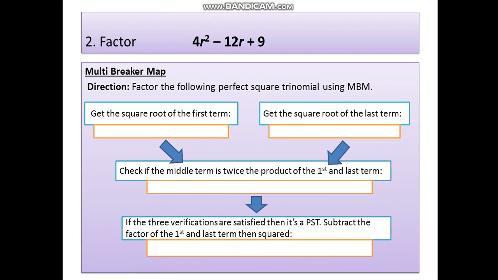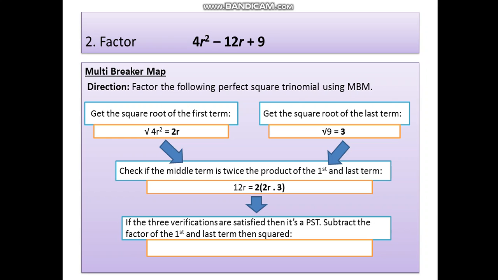Okay, number 2, let us factor 4r squared minus 12r plus 9. First, get the square root of the first term. For 4r squared, the square root is 2r. Get the square root of the last term. The square root of 9 is 3. Then check if the middle term is twice the product of the first and the last. So you have 2r times 3 times 2, which is equal to 12r.